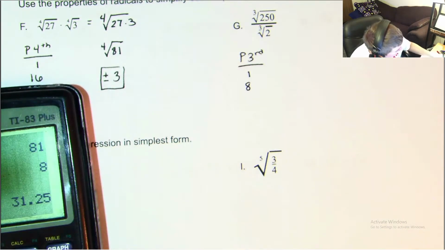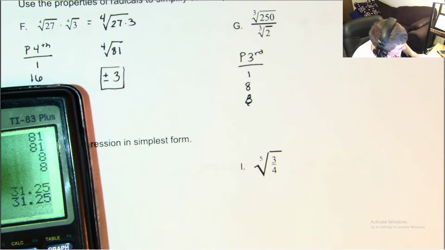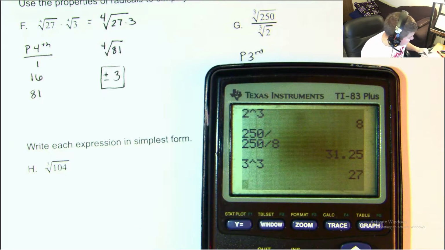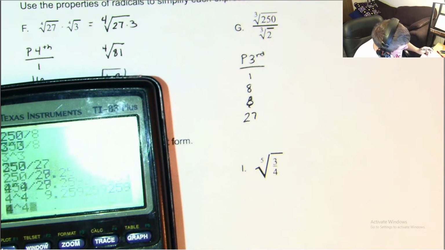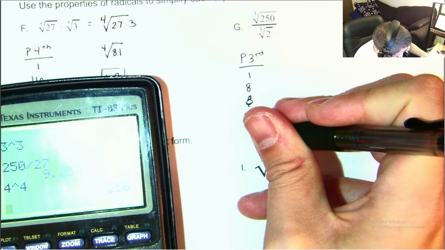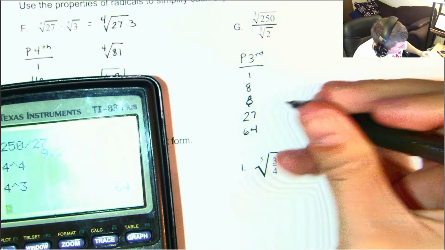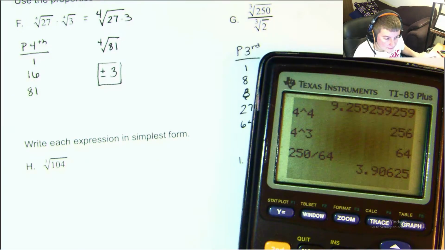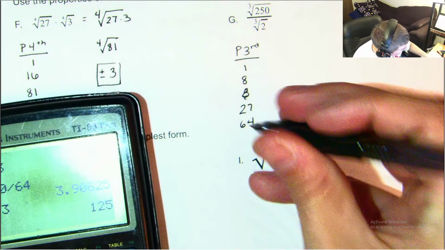So let's go ahead and go 3 to the third power. 3 to the third power is 27. I want to check if 250 divides by 27. It does not. So we go 4 to the third power, to get 64. That doesn't divide into 250, but I'll check for everybody at home. That doesn't work. So then we're going to go 5 to the third power to get 125.